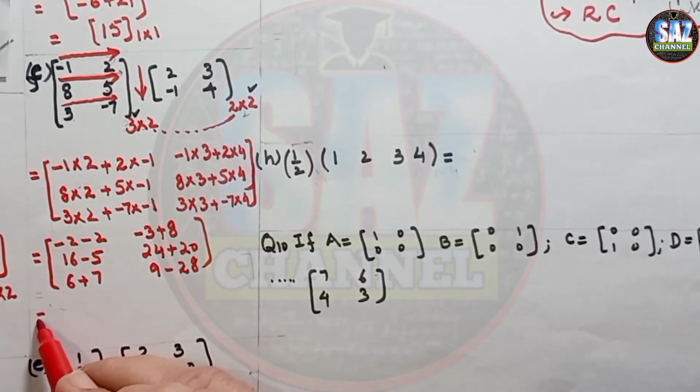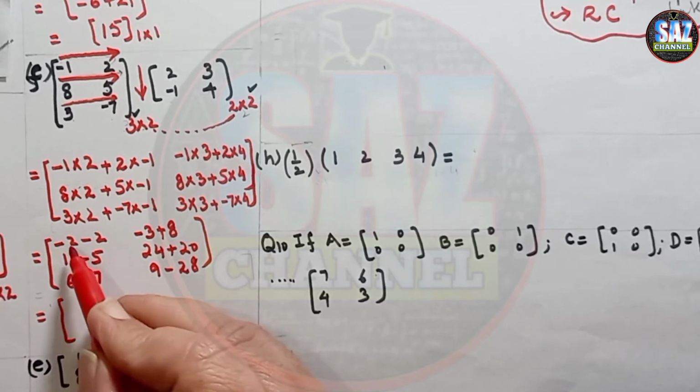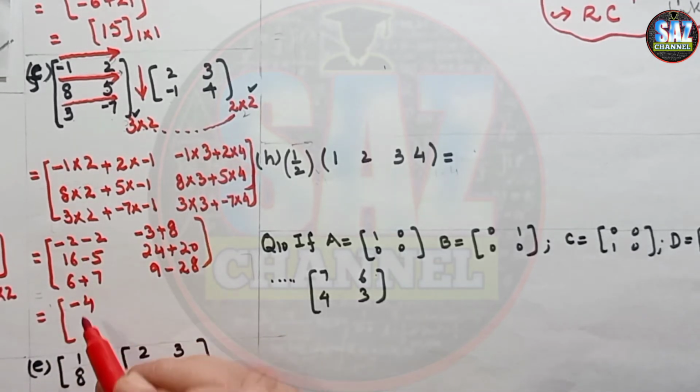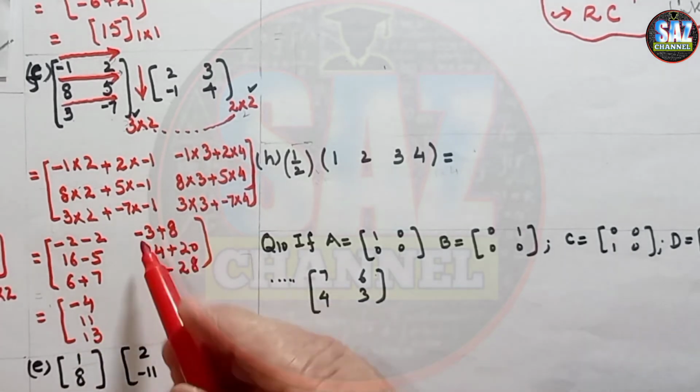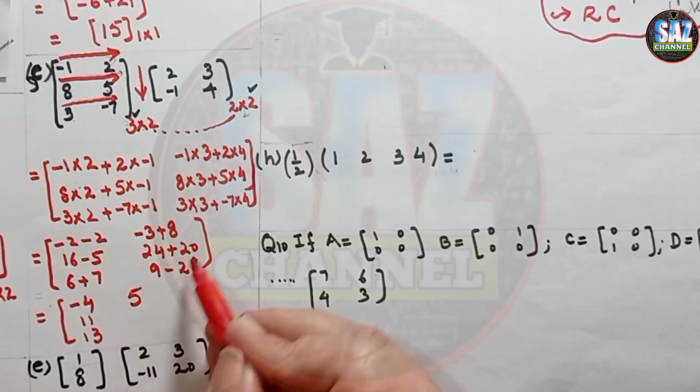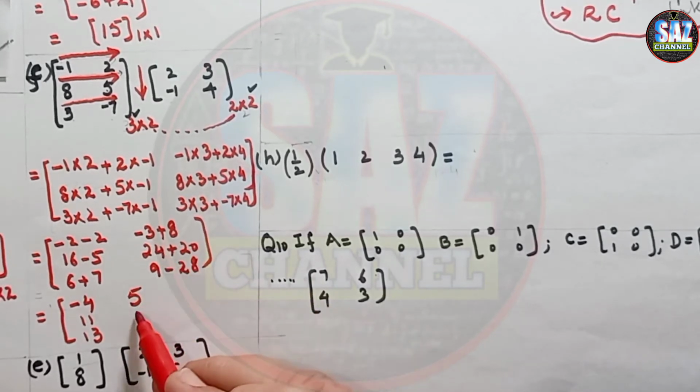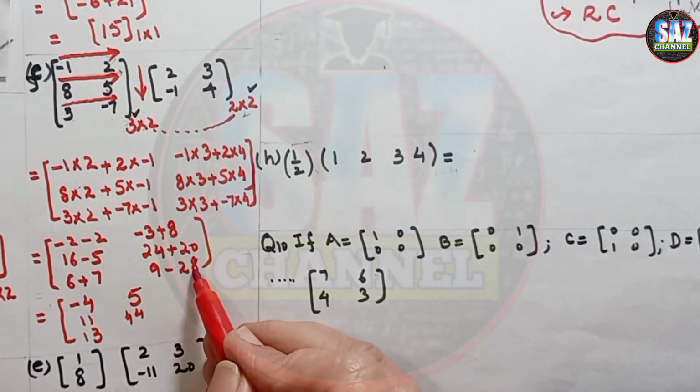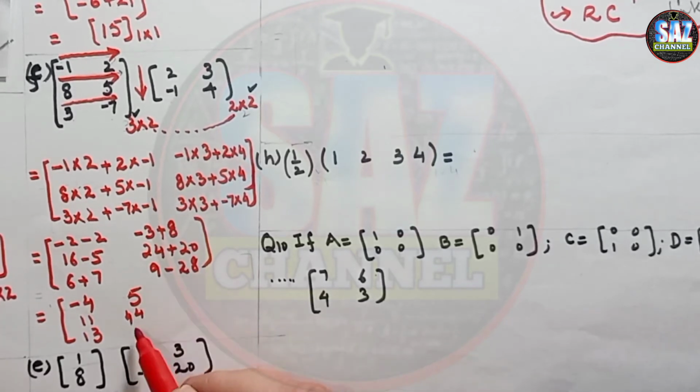Okay, let me quickly add up the elements. -2 minus 2 is -4. 16 minus 5 is 11, and 6 plus 7 is 13. 8 minus 3 is 5, and 4 plus 0 is 4, and 44, and 9 minus 28. 18 minus 9 is 9, minus 19, and the order of this matrix is 3 rows and 2 columns. I hope you are clear about this question.